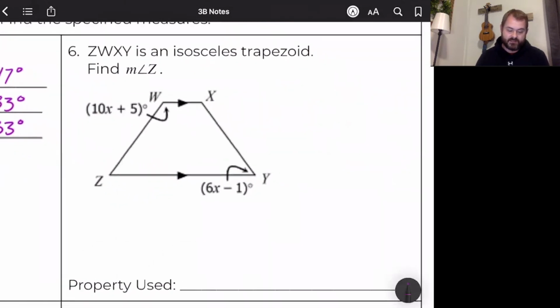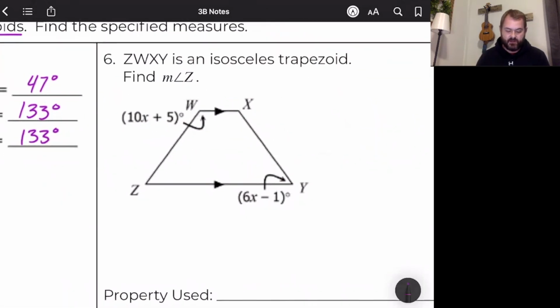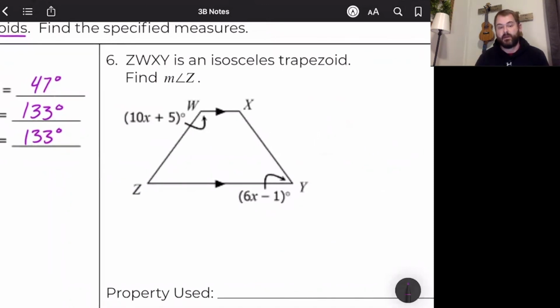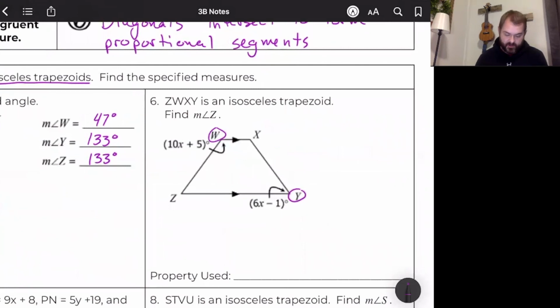Okay, again, an isosceles trapezoid here, but this time we're finding a specific value using an equation of some kind, and I want you to be able to list what property we're using. In this case, the property we're using is the property involving opposite angles. Well, remember up here, opposite angles are supplementary. So that's my property. So my equation is going to add these up to equal 180.